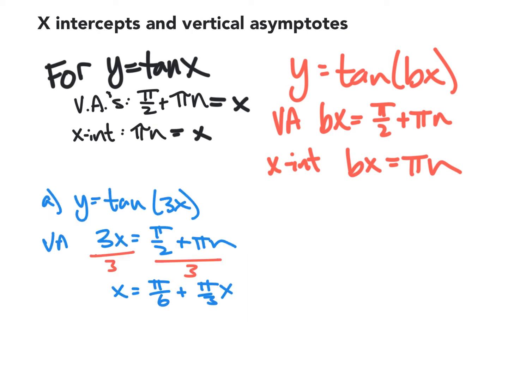I can do the same for the x-intercepts. I can set 3x equal to pi n. So this will have x-intercepts at x equals pi over 3 n.